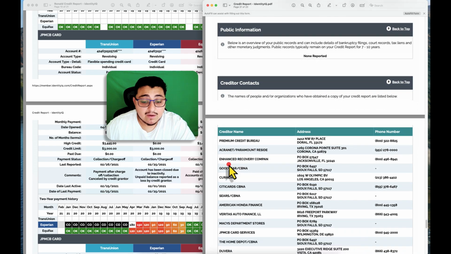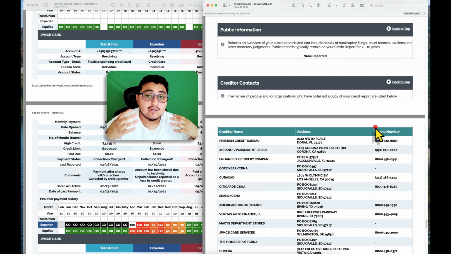So if you guys see here, for example, Goodyear, Curaçao, Citibank, Sears, these are the creditors' names, and this is the address so you can mail disputes, or if you have any questions that maybe not even concerning the dispute itself, they by law have to include their address so you can have a way of contacting them. I believe phone numbers are optional, but I wouldn't recommend for you to call a company. You always want to have a paper trail, so this is why I always strongly advise to mail everything and keep track of everything. And if possible, when it comes to the creditor, don't certify mail.